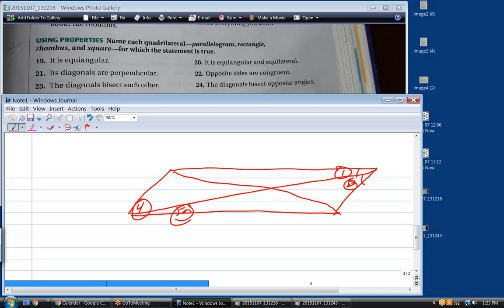I don't believe they do. Okay. I'm not aware of any theorem that says they bisect the opposite angles. Yeah, there's not a theorem that we've learned.